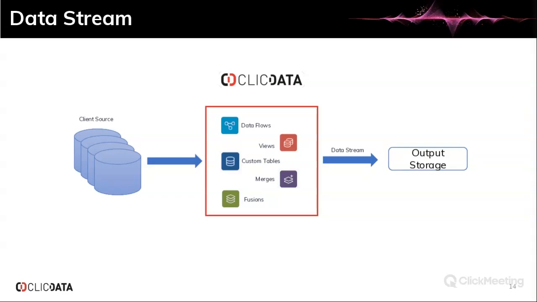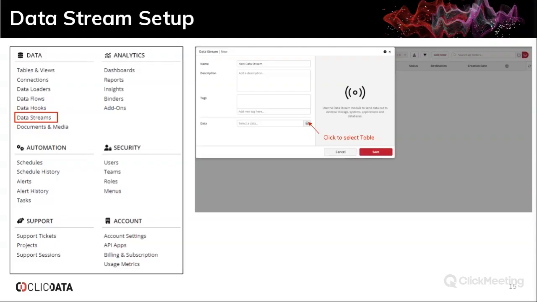So that's where data stream comes into the picture. You can use data streams to make a copy of that table which you want into a desired output storage. I'm going to show you how we can do this in ClicData. In ClicData, if you look at the options, we have the option data streams in our menu. Once you click on this in the pop-up menu, you can select which table you want to make the copy.